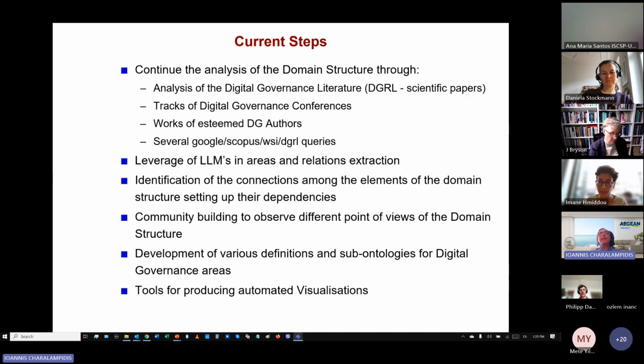Yeah, so this is what we call the domain structure. And now what we're doing, we try more and more, and we do several rounds. We have this digital governance literature database, DGRL it's called, and you can find it on the internet. It's maintained by the University of Washington in the States, and it contains the papers, the abstracts, the titles, the authors, and a few more metadata of almost 20,000 research publications in the digital governance domain.